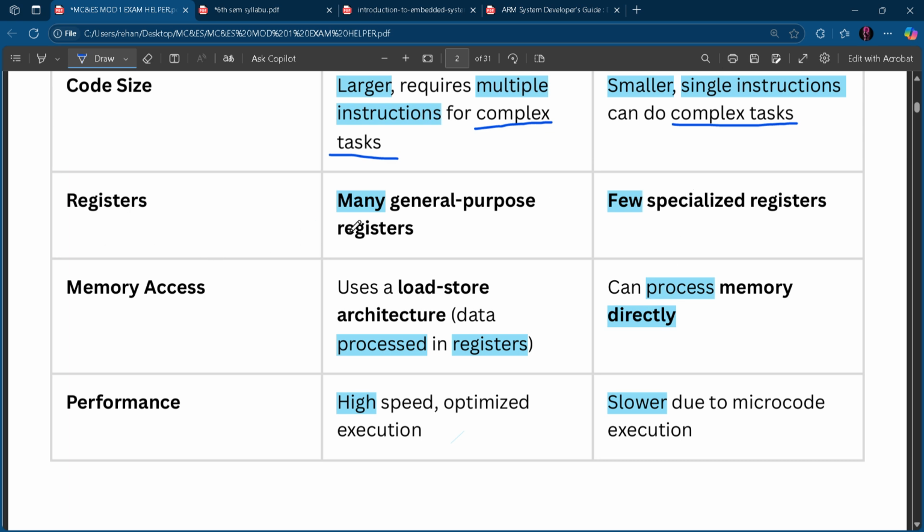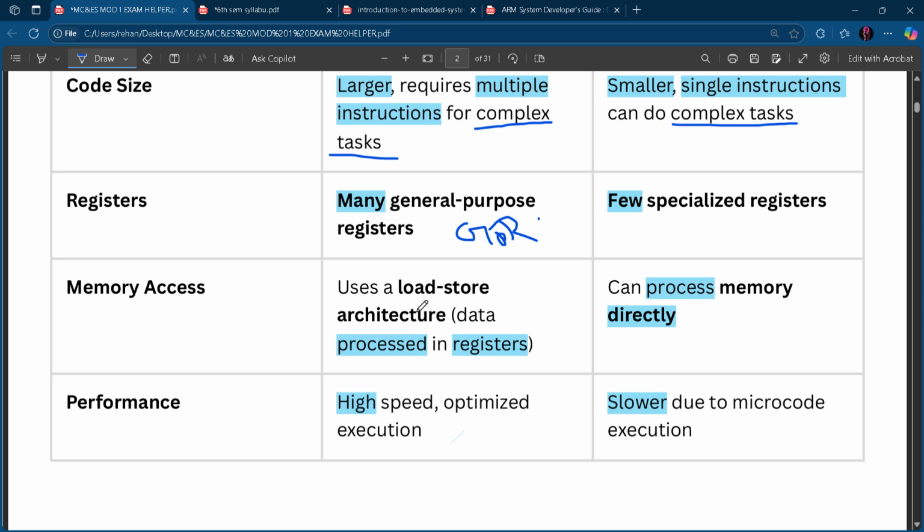So registers, there are many general purpose registers. Just remember this: GP. I wrote a comma there, whatever, it's not a comma, it's P, okay. Many general purpose registers, and here they have only a few specialized registers. We'll be talking about them later.